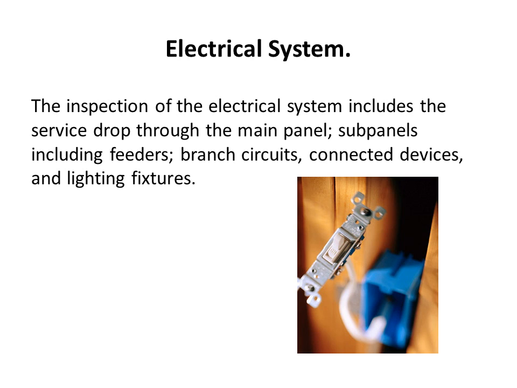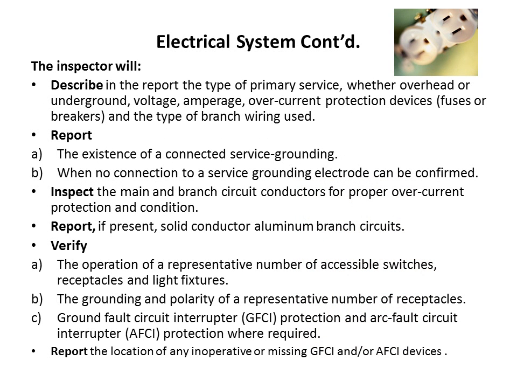Electrical system. The inspection of the electrical system includes the service drop through the main panel, sub-panels, including feeders, branch circuits, connected devices, and light fixtures. The inspector will describe in the report the type of primary service, whether overhead or underground, voltage, amperage, overcurrent protection devices, fuses or breakers, and the type of branch wiring used. Report the existence of a connected service grounding. When no connection to service grounding electrode can be confirmed, inspect the main and branch circuit conductors for proper overcurrent protection and condition. Report, if present, solid conductor aluminum branch circuits.